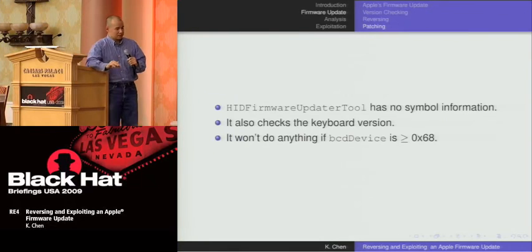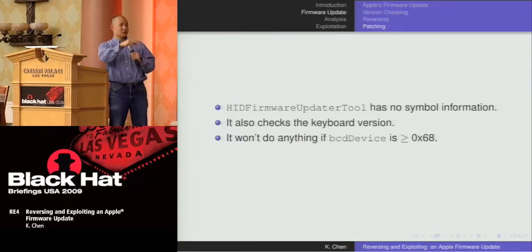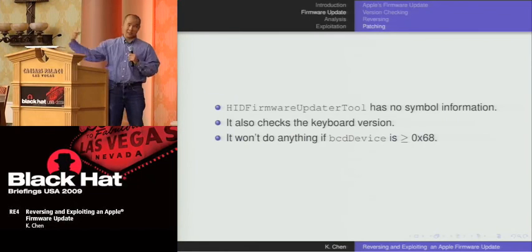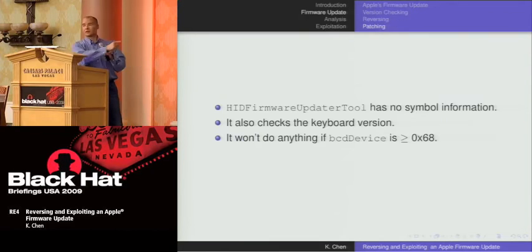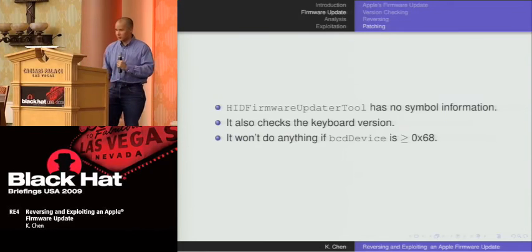And this is the third place where the keyboard version is checked. It refuses to do anything if it finds that the BCD device of the attached keyboard is hex 68 or higher. So we have to change that. If you want to see how this whole process works, we have to disable this check.